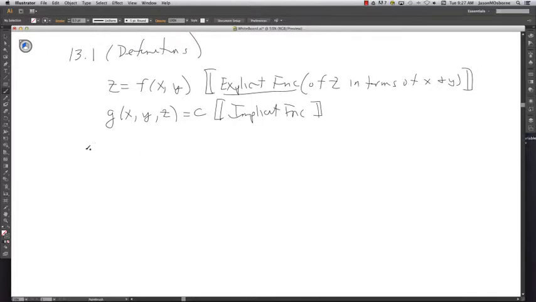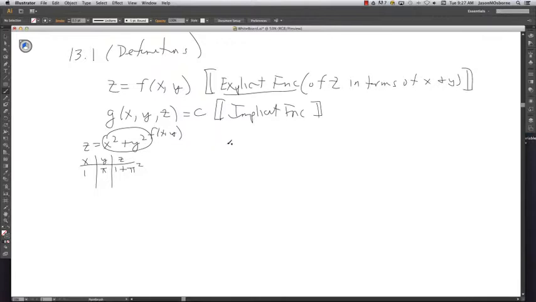So an example here would be z is equal to x squared plus y squared. That's explicit. It's very easy to create a table of values for this. Take the x and y value, and then you can easily find the z value by plugging in. You'll get 1 plus pi squared. So nice and easy, explicit function. The x squared plus y squared, that is your f of x and y.